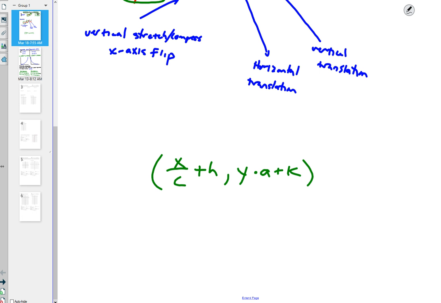I don't think this is too challenging, and actually, erase this. This should just be an X, so we don't get into C. Take off that divided by C part. That's my fault. I forgot to take that off. C is another transformation that we don't have to worry about. So just put, it'll say X plus H comma Y times A plus K.